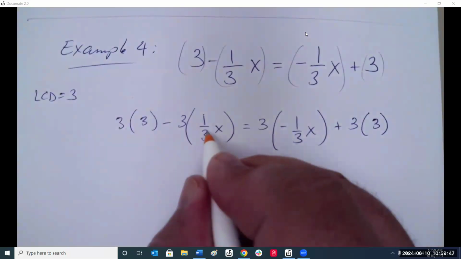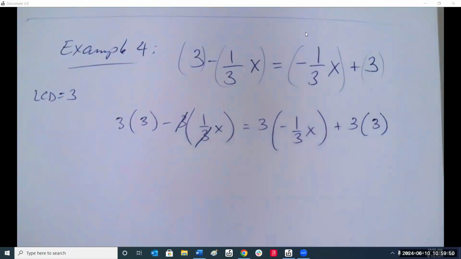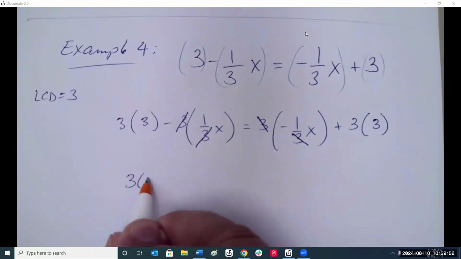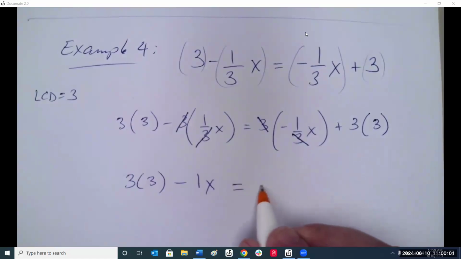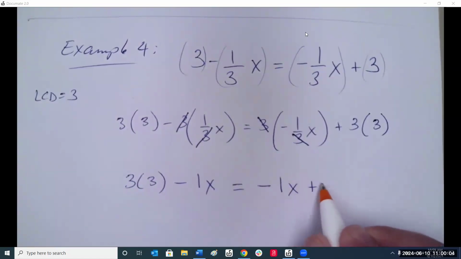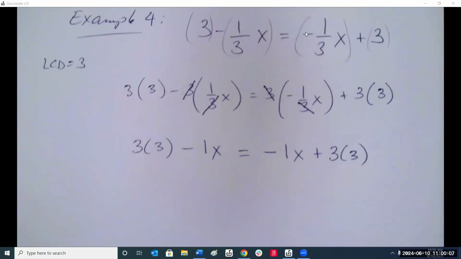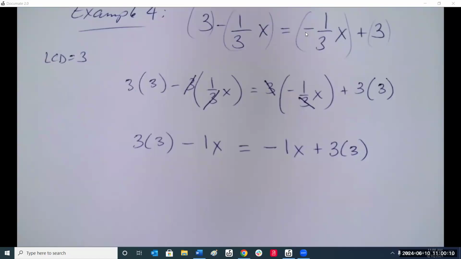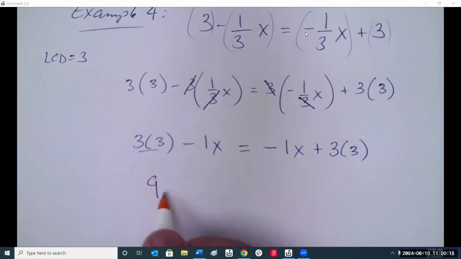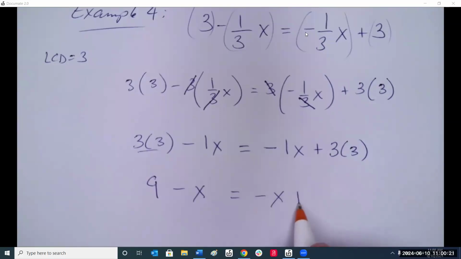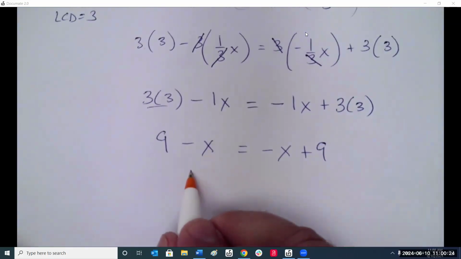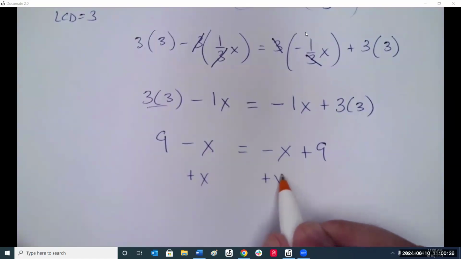Reduce. So 3 times 3 minus 1x equals minus 1x. 3 times 3. Multiply. 3 times 3 is 9. Minus x plus 9. Add x's to both sides.